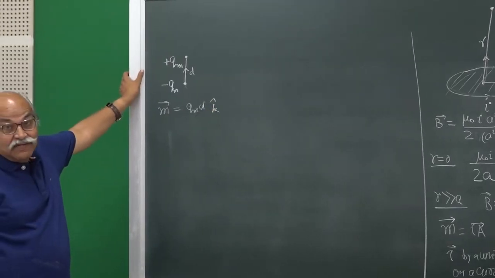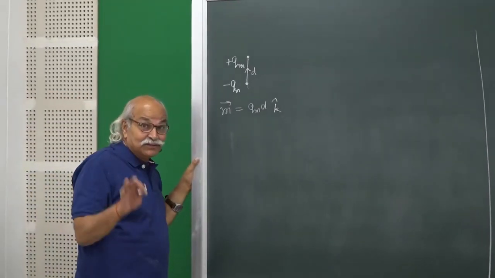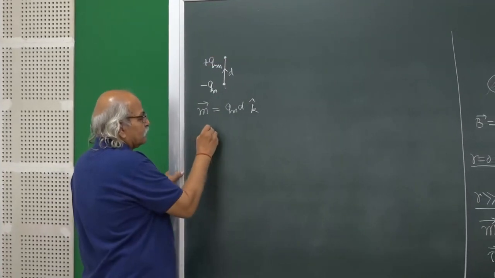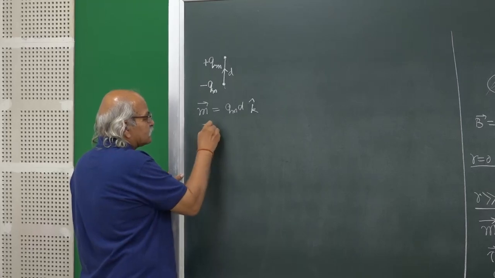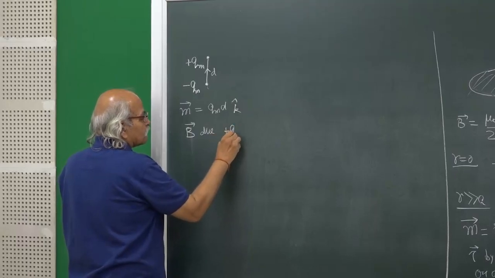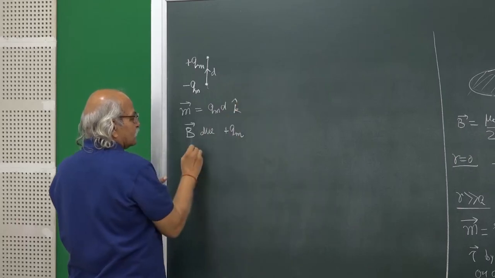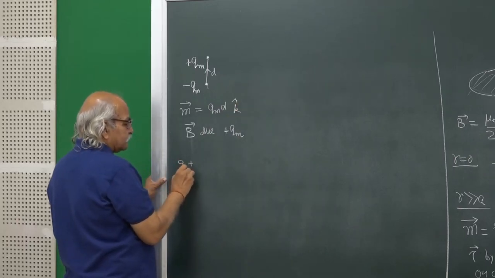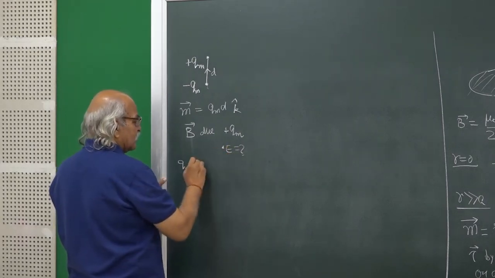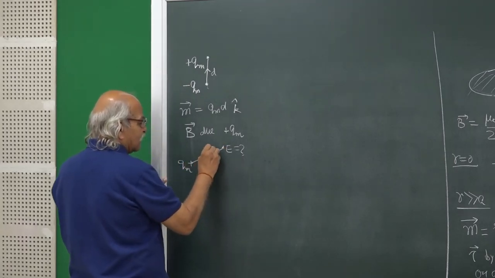Okay. Then we will have to write some more equations, imaginary equations, not real. These are not real things. We are only making them. So, B due to qm at a certain point, there is a general rule we are writing. You have a plus qm here, and then at this point you are asking what is E, and let us say from this plus qm to this point, this vector is R.